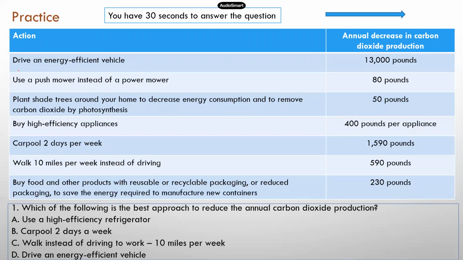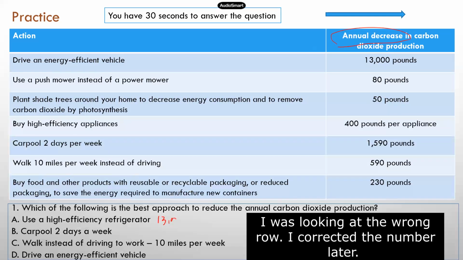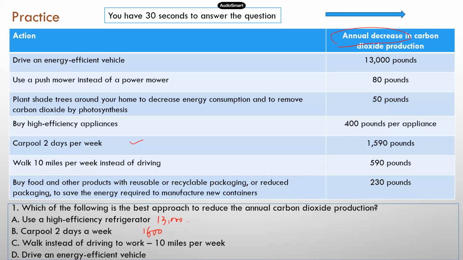Number 1, which of the following is the best approach to reduce the annual carbon dioxide production? So you need to look for the highest number, right? Because that number indicates the annual decrease. So which one is the highest number? A, use a high efficiency refrigerator. That's about 13,000 pounds. Carpool 2 days per week over here, so that's going to be almost 1,600 pounds. Walk instead of driving to work. If you do 10 miles per day over here, that's going to be 490, and drive an energy efficient vehicle over here.